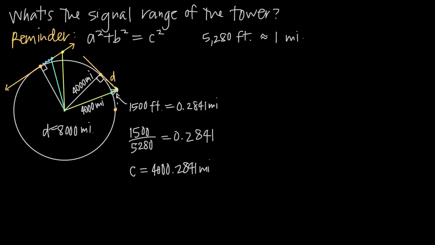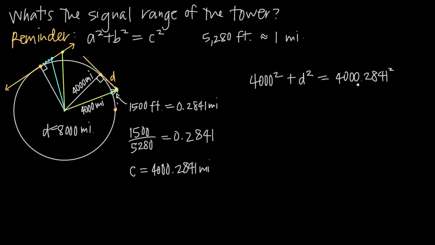So if we think about this in terms of the Pythagorean theorem, we have a value for one of the legs, which we'll call A. If we plug 4,000 in for A, we get 4,000 squared. B is going to be equal to our unknown distance D, the range of the cell tower, so we'll say plus D squared. And then C squared is the length of the hypotenuse squared. We already know the hypotenuse is 4,000.2841 miles, so that is equal to 4,000.2841 squared. If we do the math here, 4,000 squared gives us 16 million, and 4,000 and a decimal squared is going to give us 16 million and change.